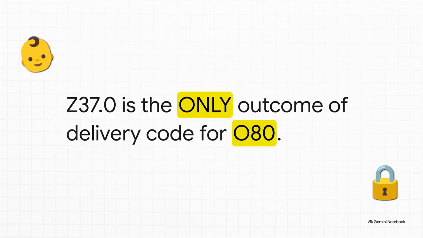This shows exactly how all these rules interconnect, like a giant puzzle. If you recall our strict checklist for O80, it explicitly requires a single healthy infant. Therefore, if you're coding a perfectly normal O80 delivery, Z37.0, which is for a single live birth, is literally your one and only allowable outcome code. They're a locked pair for sure.